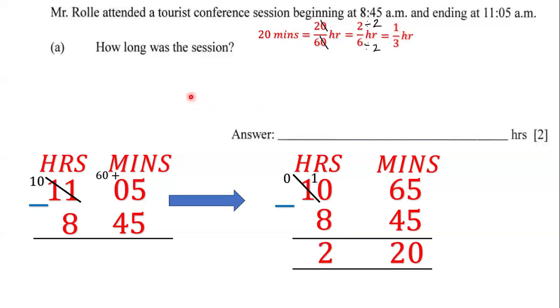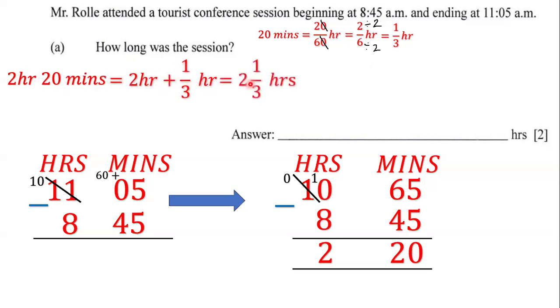And so what we have here, how long was the session? Well, the session was 2 hours and 20 minutes. Remember, 20 minutes is simply a third of an hour. So that's going to be 2 hours plus a third of an hour. And what does that mean? That means that if we add them together, the session is 2 1/3 hours. And so that's how long the session was. If we express everything in terms of hours, the session was 2 1/3 hours long.